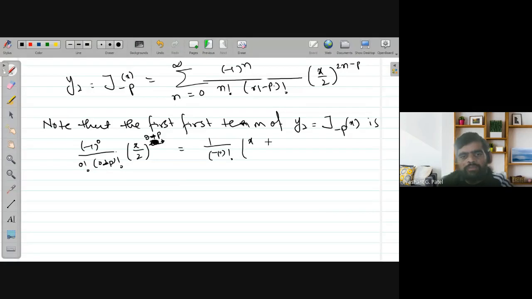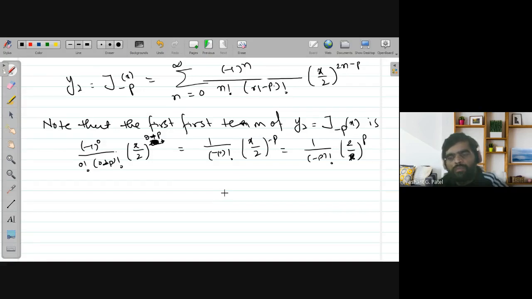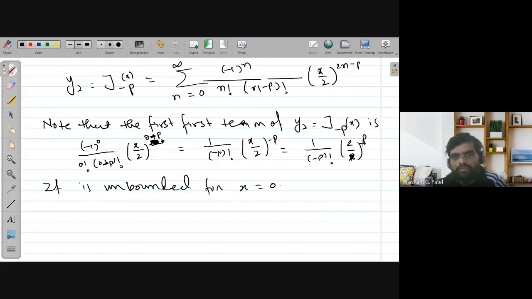This is (x/2)^(-p), so I can write this as 1 upon (-p)! (x/2)^(-p). It is unbounded for x equal to 0. If x is 0, then it is unbounded.